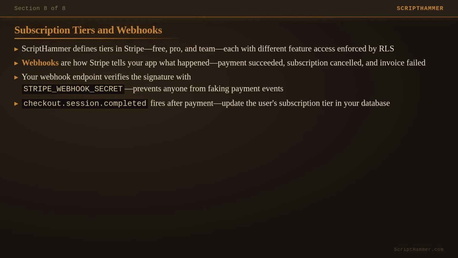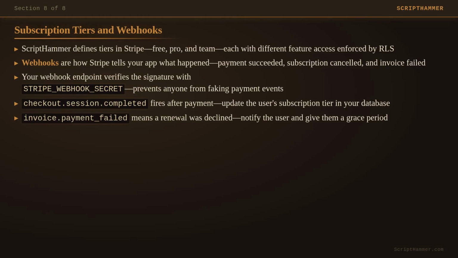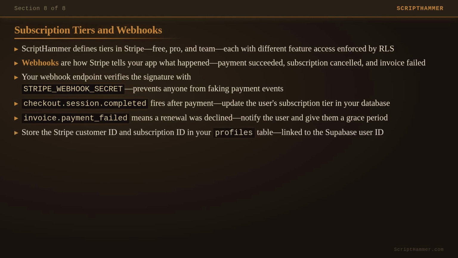checkout.session.completed fires after payment. Update the user's subscription tier in your database. invoice.payment_failed means a renewal was declined. Notify the user and give them a grace period. Store the Stripe customer ID and subscription ID in your profiles table. Link to the Supabase user ID.